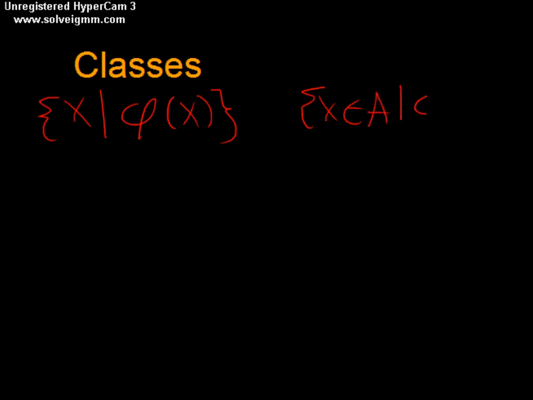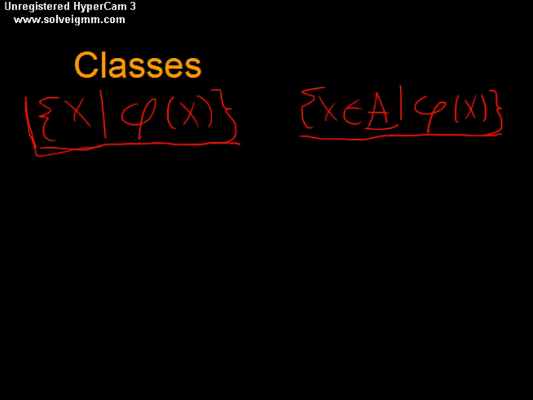Finally, I would like to introduce the notion of a class. I've already remarked that something like {X | φ(X)} is not an actual set. The axiom of separation does not apply. The axiom of separation only applies to things like this: {X ∈ A | φ(X)}. So this is a valid set if A is a set. This cannot be proven to be a valid set. Nevertheless, it is not a bad idea to actually talk about these entities.